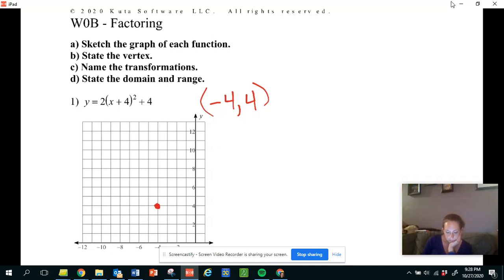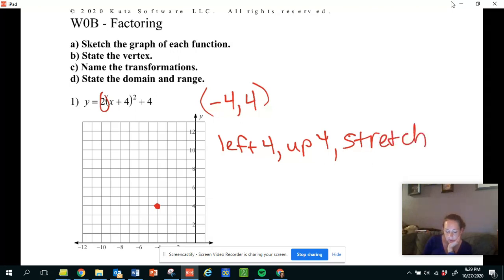So that'll be the vertex with the transformations. That means that it went left 4 and up 4 because the parent function starts at 0, 0. And then a affects the shape. So in this case, a 2 would be a stretch. Because it's positive, it opens up. And a stretch will make it more narrow.